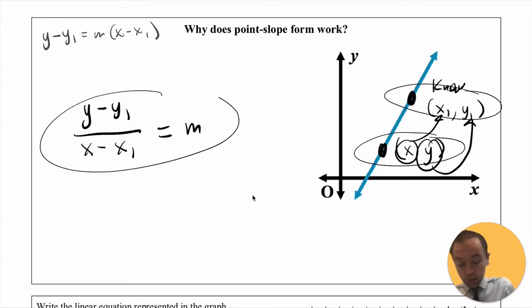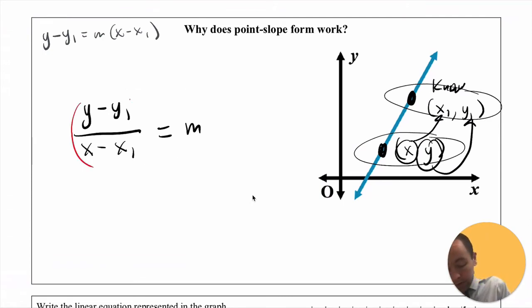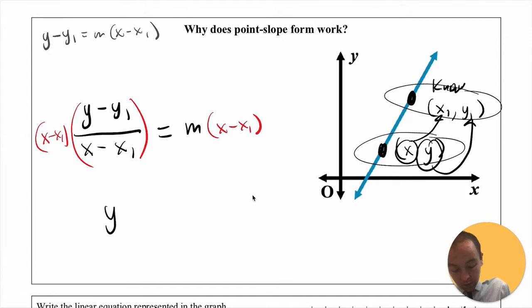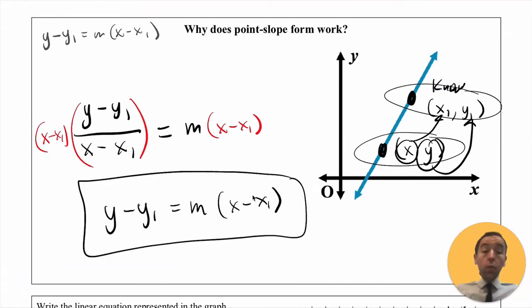And so that's really just using the slope formula, and then by doing one small thing to both sides, multiplying by the quantity of x minus x sub 1, that's going to cancel out on one side, and multiplying this side by the quantity of x minus x sub 1, what we end up getting is that y minus y sub 1 is equal to m times x minus x sub 1. And there's exactly where point-slope form is actually coming from.